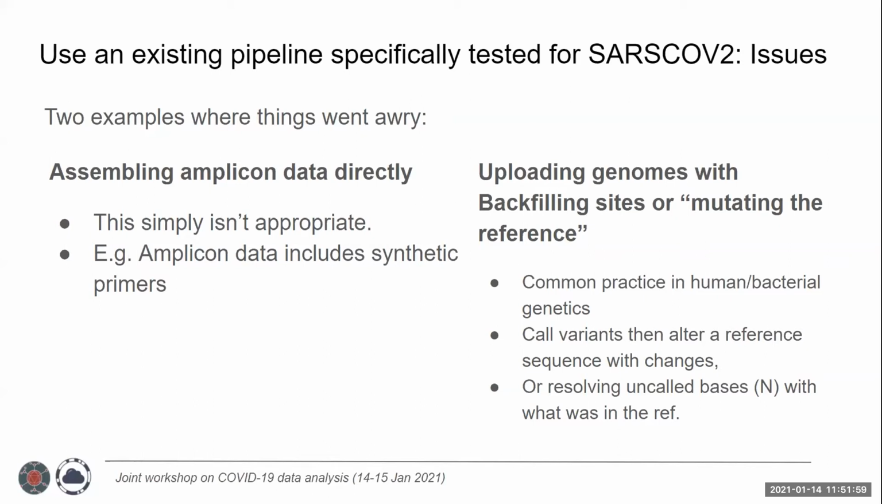Another more complicated example is people try to adapt a practice that's actually quite common in human and bacterial genetics, where you map reads and then call variants. And then in areas where you have gaps, you backfill with the reference genome. Other times people might take the reference genome and then call variants using some data, and then take those variants and just sort of mutate the reference with those changes. Some other clever people might try to use ancestral reconstruction to impute missing bases.